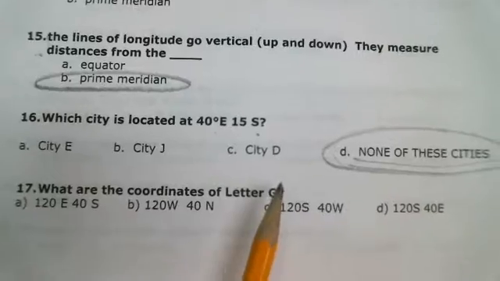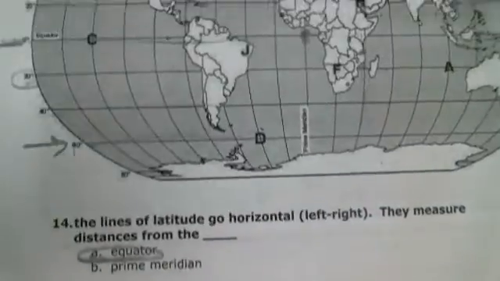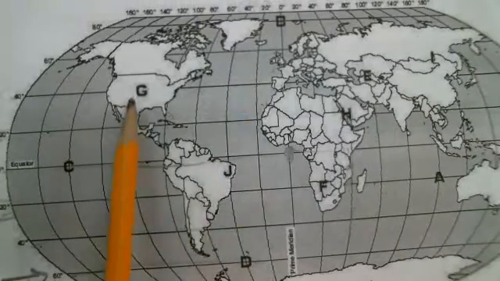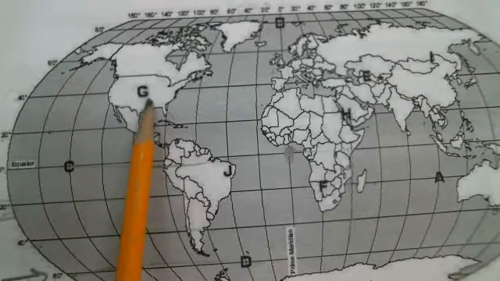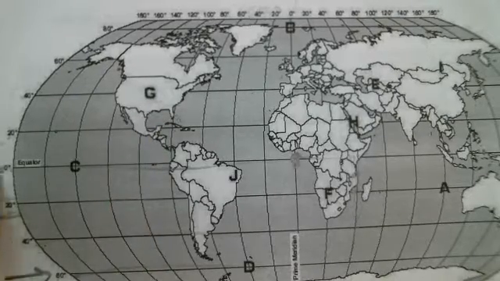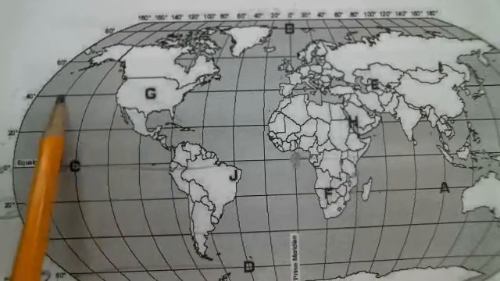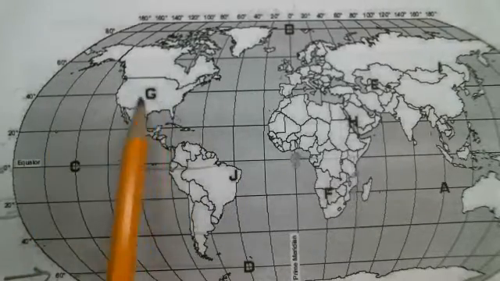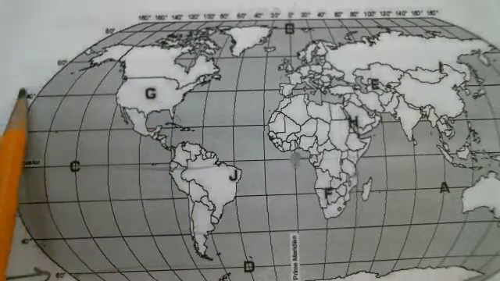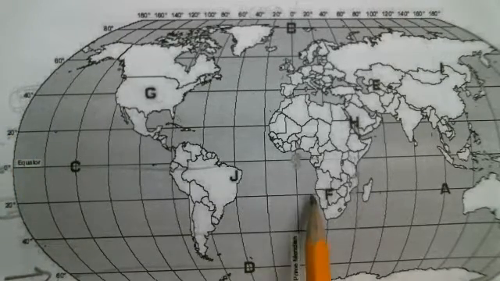Number 17, what are the coordinates of letter G? So looking for G up here, that's smack dab in the middle of the United States. Going north and south from the equator, here's the equator right there. G is 2 lines up. So it is going to be 40 degrees on the north side of the equator.